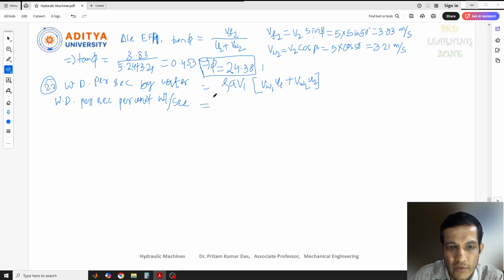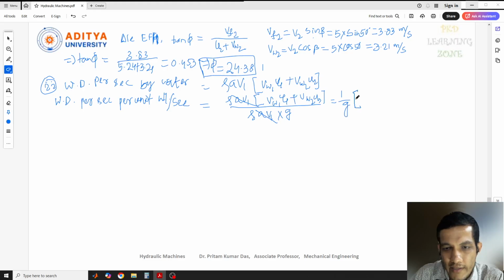So what will be the formula for this? This also we have actually done. So this is also we have derived in our equation. This is VW1 U1 plus VW2 U2, okay, and divided by the weight of water per second. So weight of water per second, weight is nothing but rho V G1 into g. This is the formula here. Now by cancelling this one, finally we got actually 1 by g. Actually this is the final formula also. We can write VW1 U1 plus VW2 U2. This is the per unit weight.